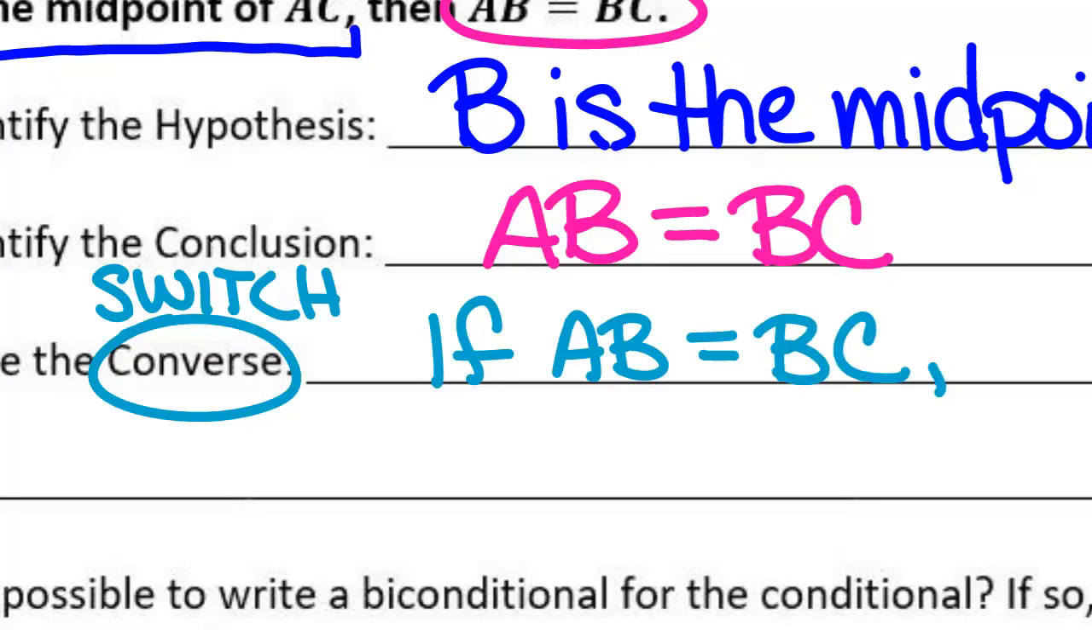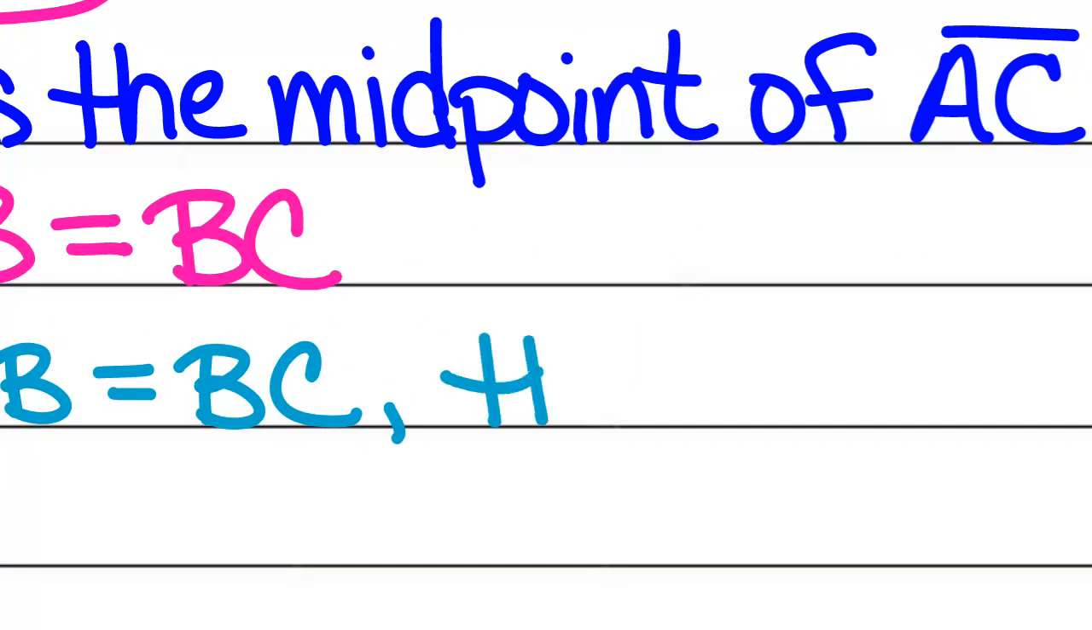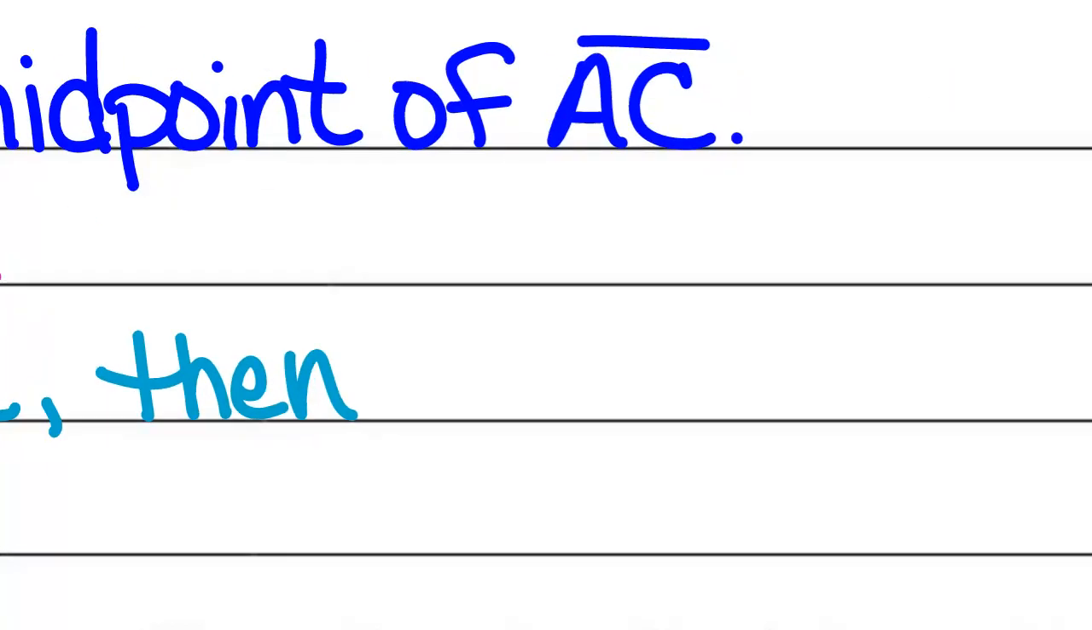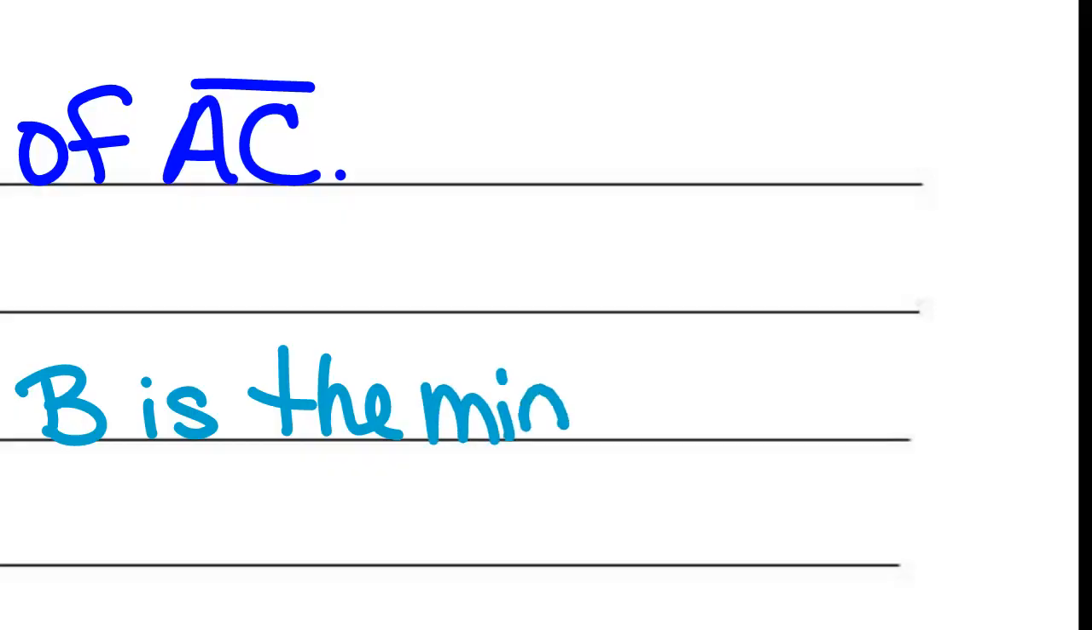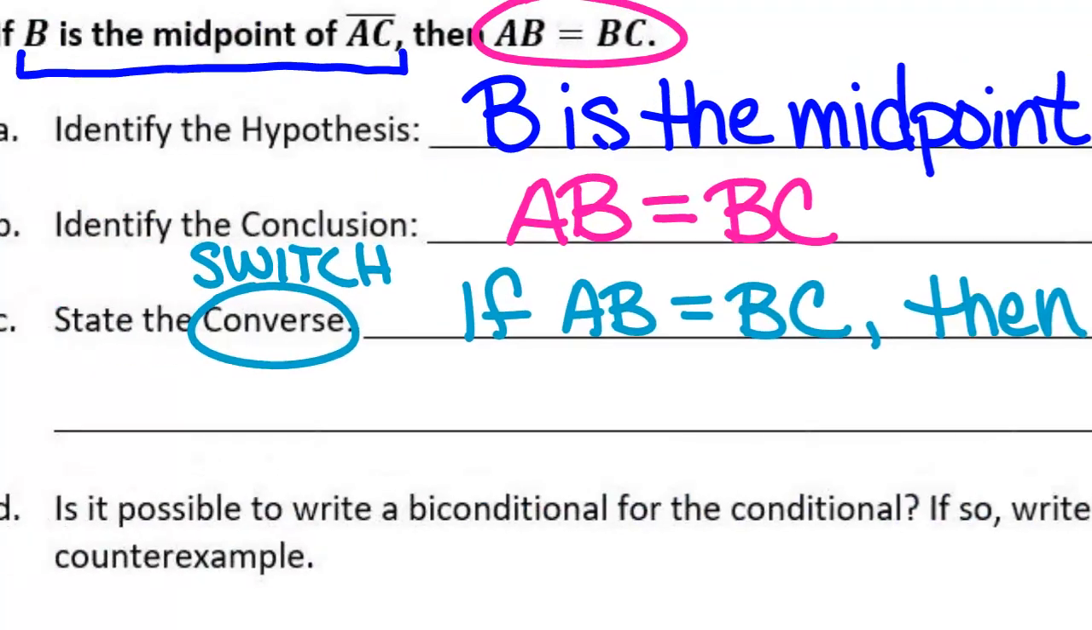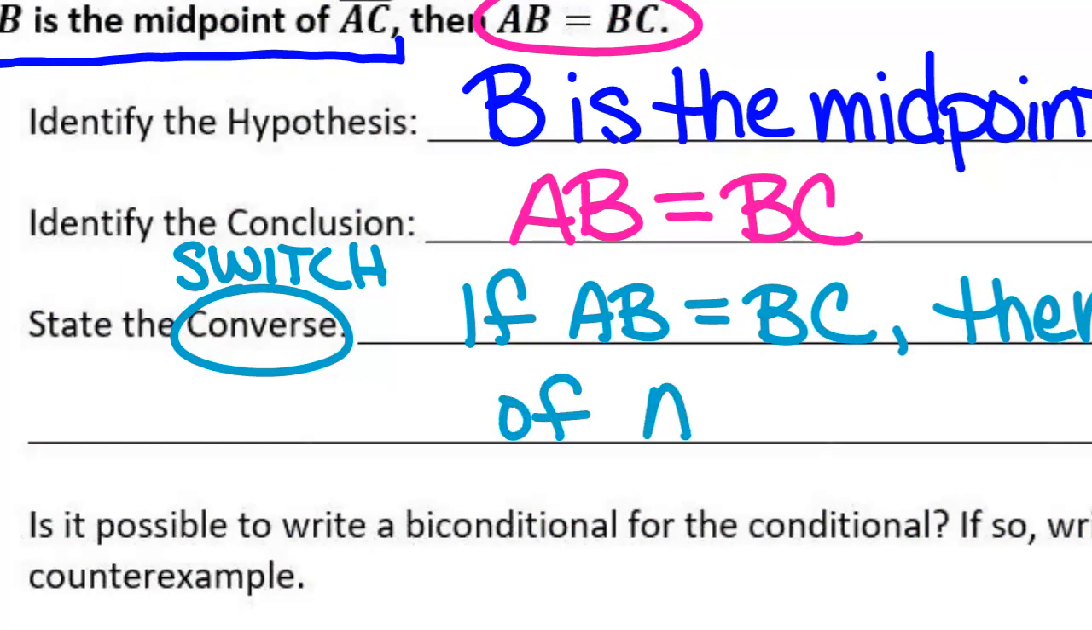If segment AB, if the length of segment AB is equal to the length of segment BC, then B is the midpoint of segment AC. Beautiful.